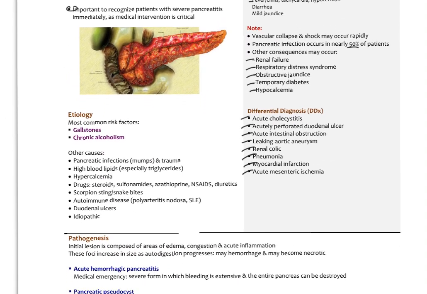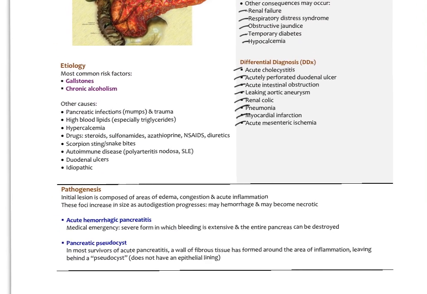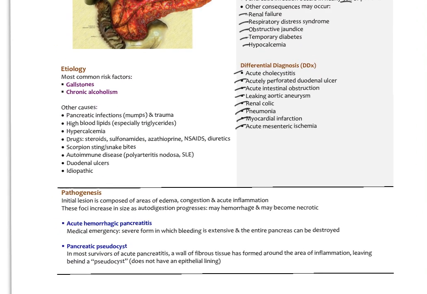The etiology, the most common risk factors for acute pancreatitis are two, and that's gallstones and chronic alcoholism. Now, others would be pancreatic infections. In fact, mumps causes infection of the salivary glands, but also the pancreas. It also causes infection in males in the testes. But this was a frequent cause when mumps infections were more common.